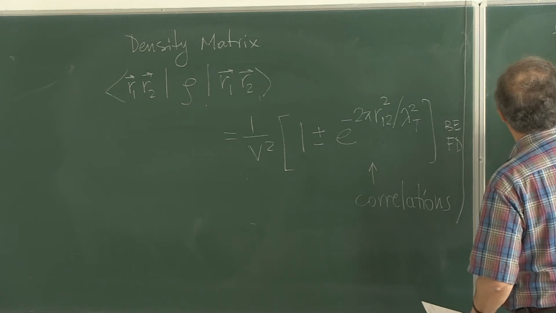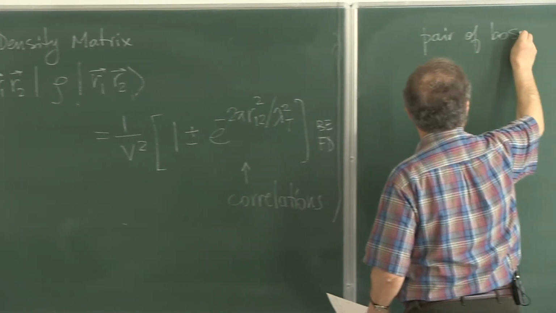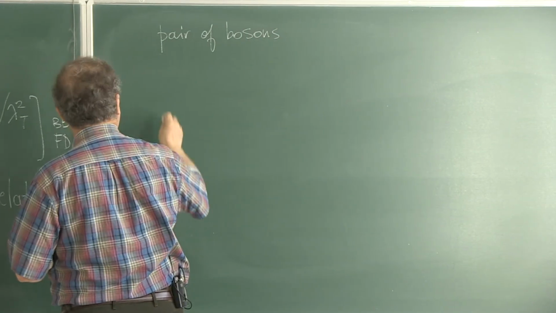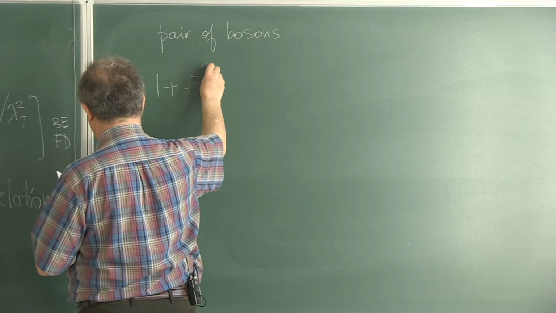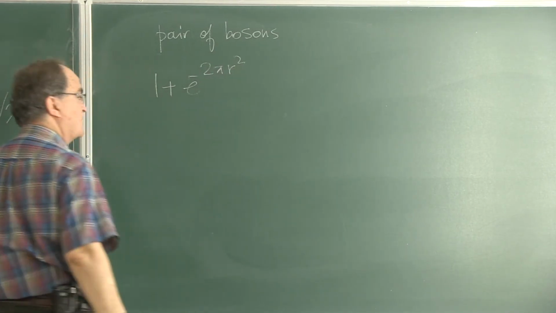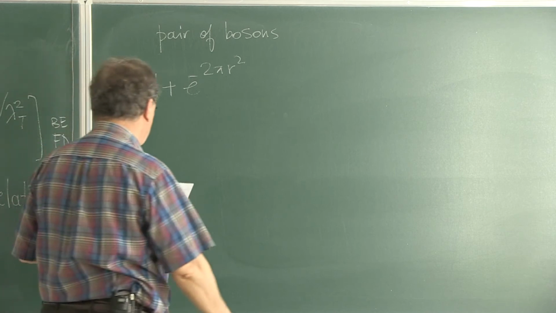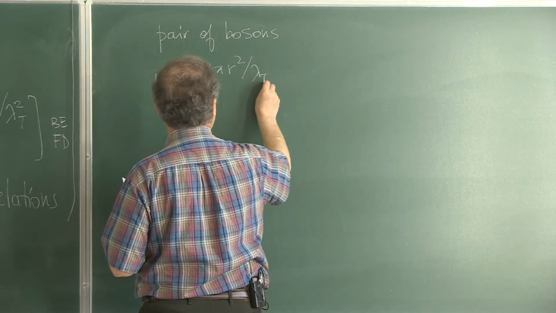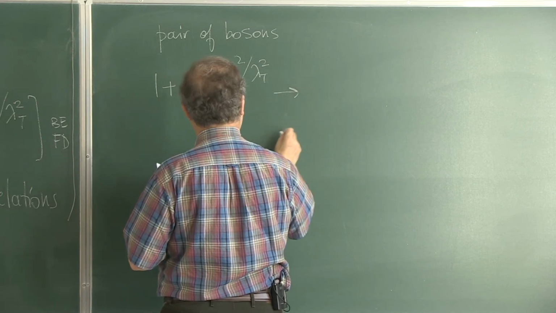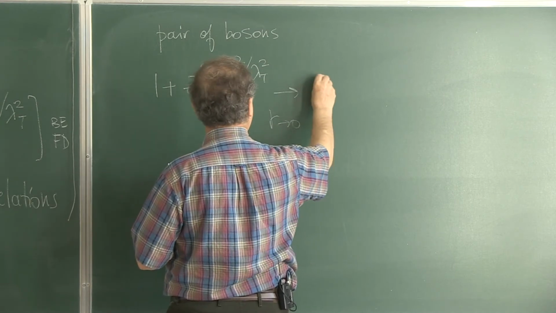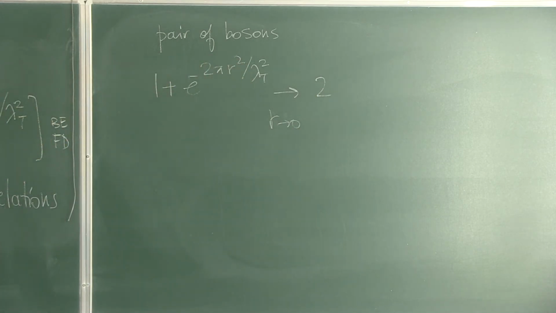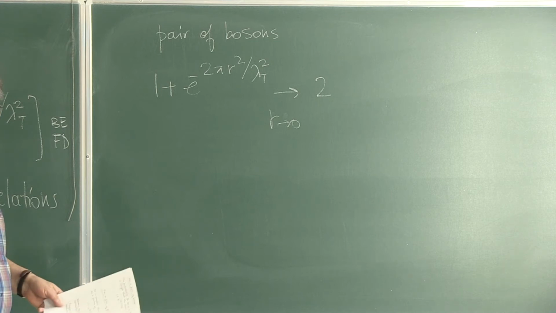For a pair of bosons, if we are dealing with them, it's 1 plus e to the minus 2 pi r squared, r being the distance between particles, divided by lambda t squared. Where does this go as r goes to 0? It goes to 2, isn't it? The probability is larger than the classical one by that factor. They like to get close to each other.